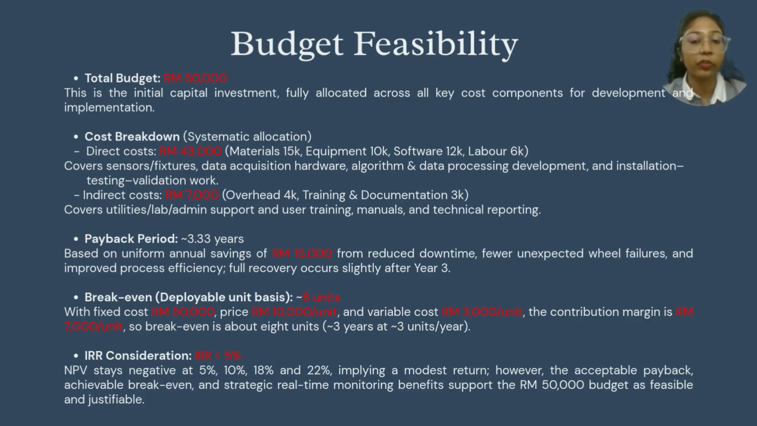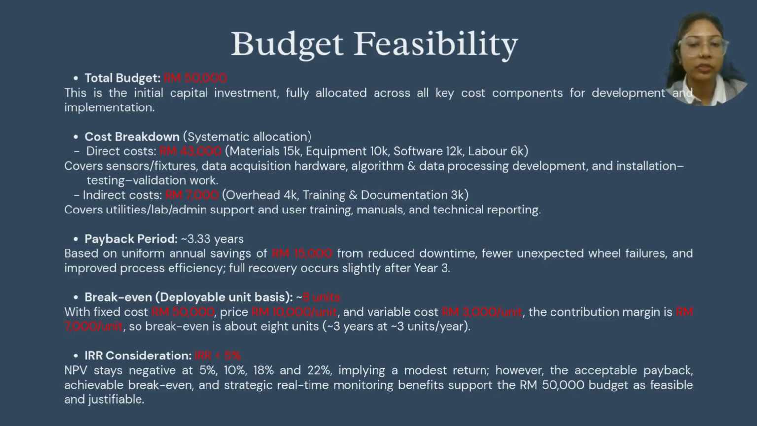Direct cost is 43,000, including materials at 15,000, equipment 10,000, software 12,000, and labor 6,000. It covers all the sensors, fixtures, data acquisition hardware, algorithm and data processing development, and installation, testing and validation work. Whereas indirect costs are 7,000, including overhead at 4,000, and training and documentation at 3,000. It covers the utilities, lab admin support, and user training, manuals and technical reporting.